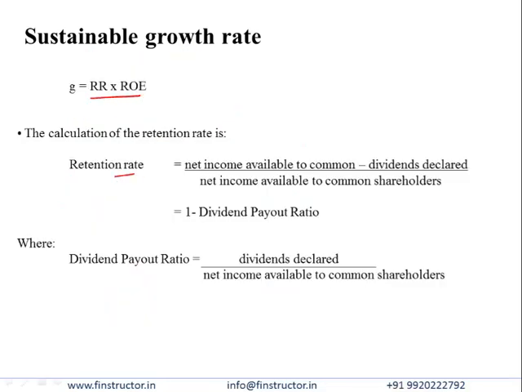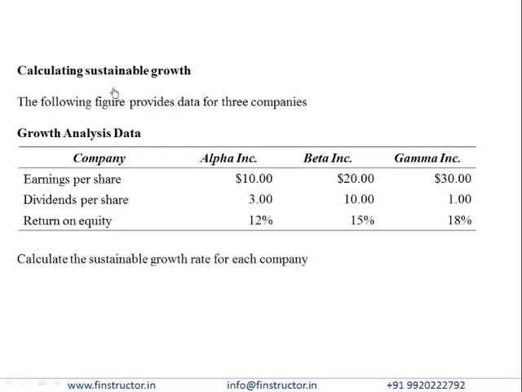The retention rate is the net income minus the dividend, that is the retained earnings upon the net income, which can also be written as 1 minus the dividend payout ratio that we calculated earlier. The dividend payout ratio is the dividend upon the net income. So let's do an example. The following figure provides data for 3 companies, Alpha, Beta and Gamma. Earnings per share, dividends per share, and return on equity are all provided. Calculate the sustainable growth rate for each company.